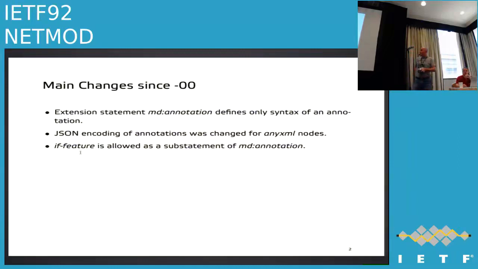And again, there is one bullet about anyxml encodings. I will show an example. It was necessary to change it to correspond to the JSON encoding draft, and I will explain it on the next slide. And then there was a request to include a feature as a possible substatement of that annotation extension, and I think that's quite a good addition, and there is no reason not to support this.